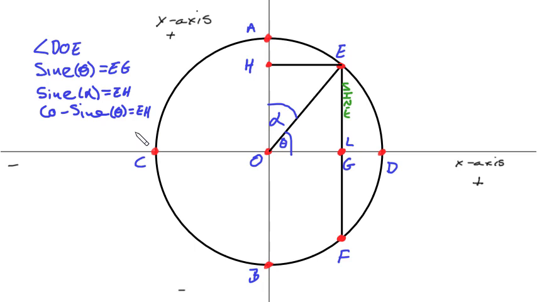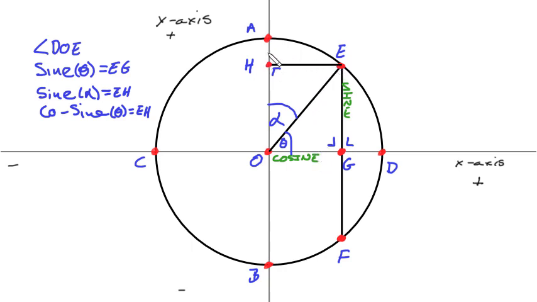So the sine of the complement angle of theta is equal to EH. Now, this here is a right angle, and this here is a right angle. We know that our coordinate axes are at right angles, and because of that we have a rectangle, and because we have a rectangle we know the length HE is going to be equal to the length OG, which means that this length OG is equal to the cosine of theta.